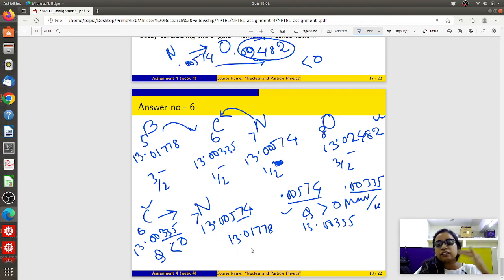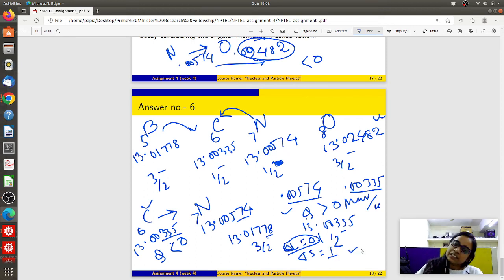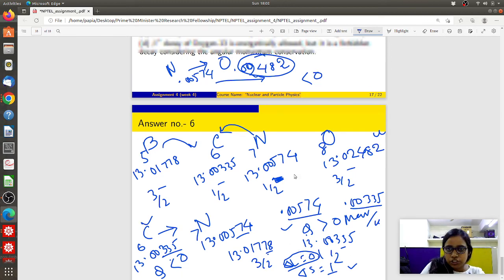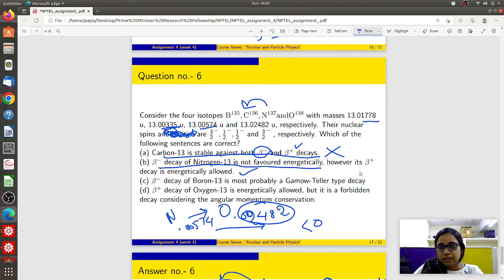And the question is whether it is Gamow-Teller or Fermi type. So what is the spin parity here? 3/2 minus and 1/2 minus. Minus to minus means delta L will be 0, which means it's an allowed transition for beta decay. And delta S is 1, so obviously it is a GT type, that means Gamow-Teller type. So the third option, beta minus decay of boron-13 is most probably a Gamow-Teller type decay, is correct.